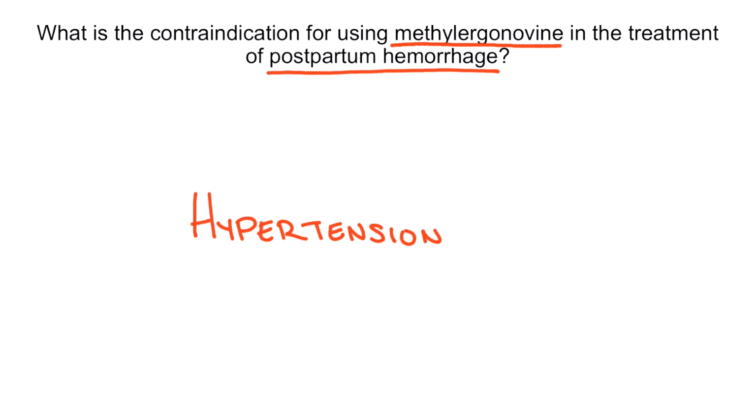To help remember this high-yield association, notice that the letters H and Y at the beginning of the word hypertension are also present in the word methylergonovine.